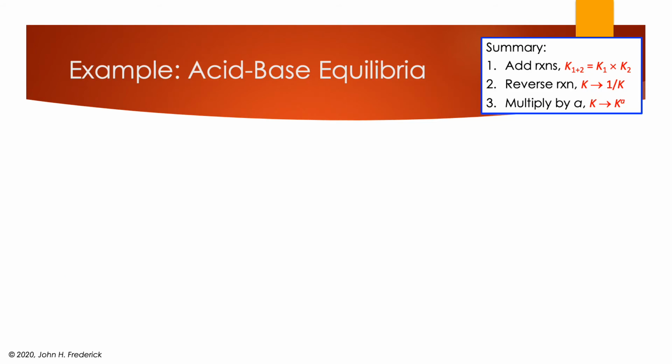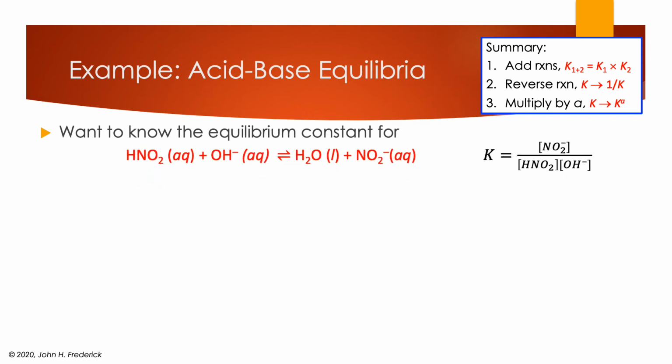So let's start with acid-base equilibria, and I've put the summary up in the upper right so we can refer to it. And let's say we want to know the equilibrium constant for something like this. HNO2 plus hydroxide ion goes to water and the nitrite ion, NO2 minus. So I've drawn what the equilibrium constant should look like. It should be the concentration of nitrite divided by the concentration of nitrous acid times the concentration of hydroxide ion. Now, another way you could look at this reaction, and this is something I hope that you'll begin to develop, is to locate water in this.